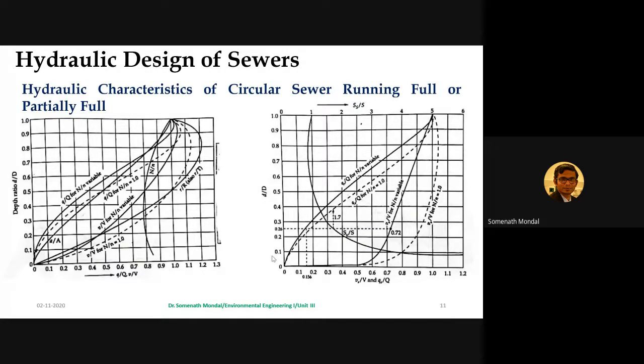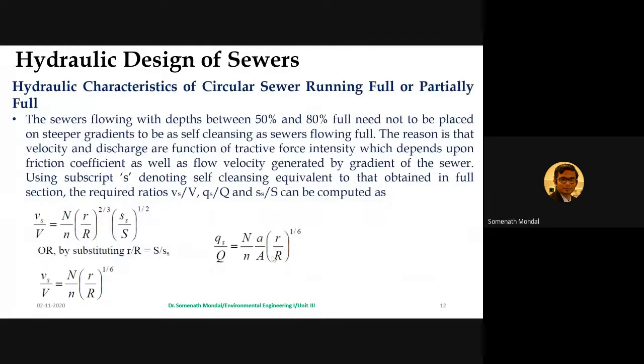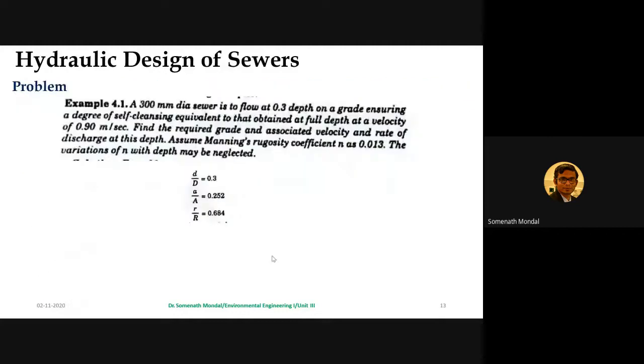Fine. So remember here, if we go and check the next slide. If you want to get the proportionate velocity for self-cleansing velocity, then your V becomes Vs and the rest of the parameters remain same, and S becomes Ss. So for substituting the value of R by r equals to S by s, what we get is Vs by V equals to N by n into R by r to the power 1 by 6, and accordingly we can get the final value.